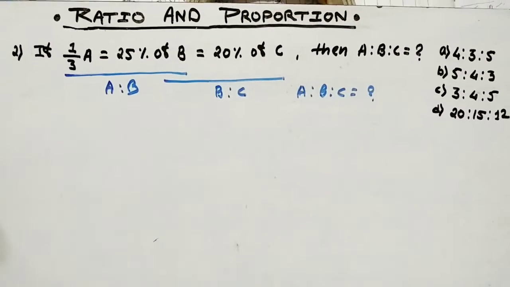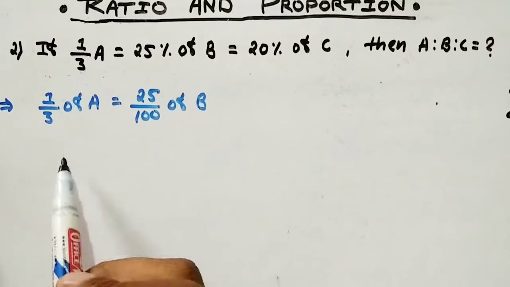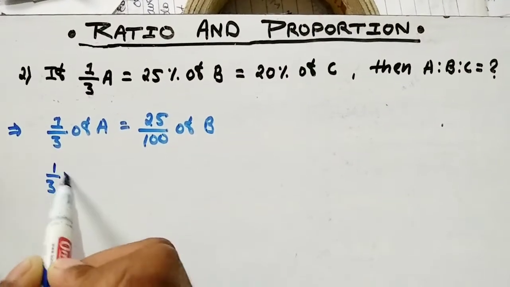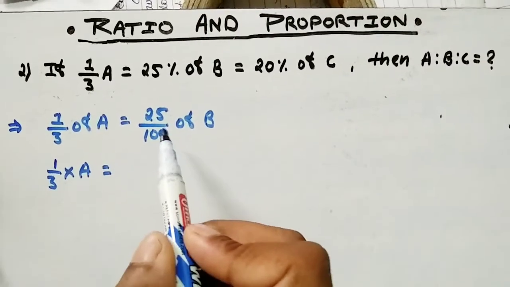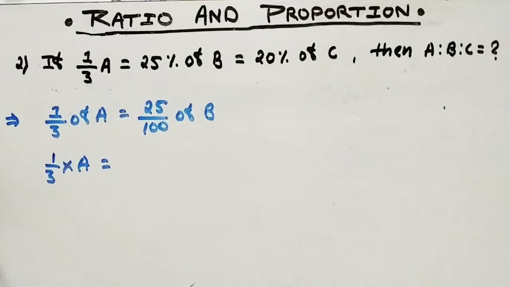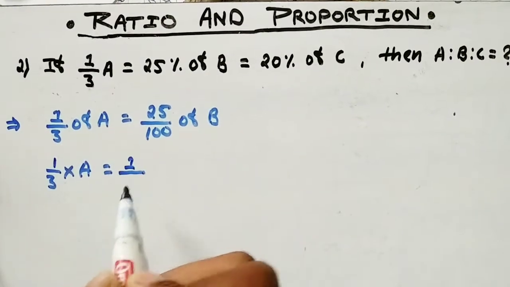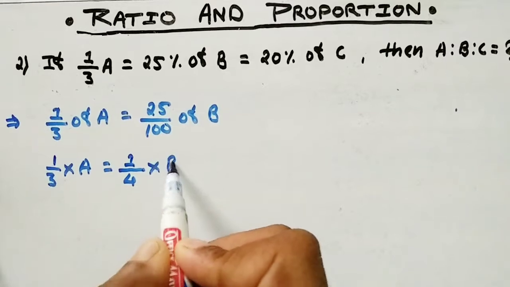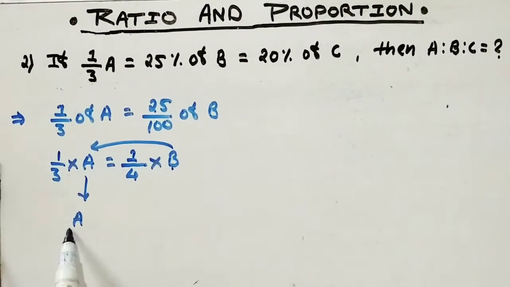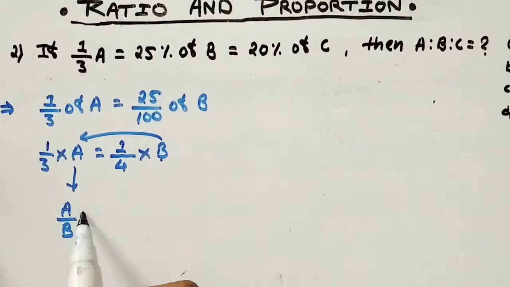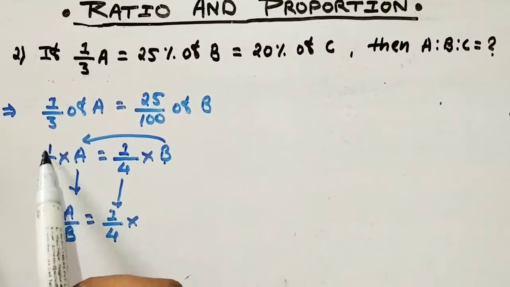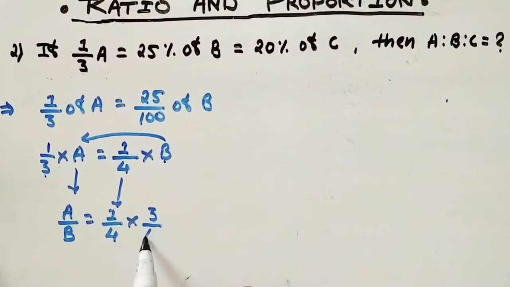So we move on. I write here 1 by 3 of A is equal to 25 by 100 of B. So 1 by 3 of means multiplication with A, and 25% means 25 divided by 100. 25 ones are 25, 25 fours are 100, of means multiplication with B. So A as it is, B moves to the left side to the denominator side, and 1 by 4 as it is, and 1 by 3 moves to the right side, then 3 by 1.